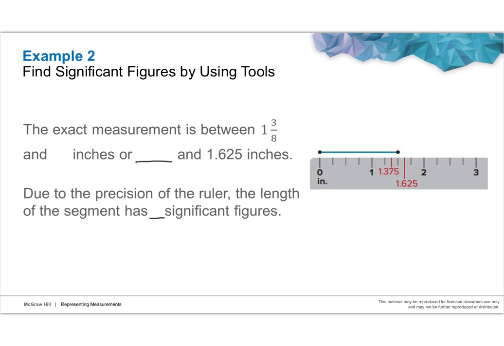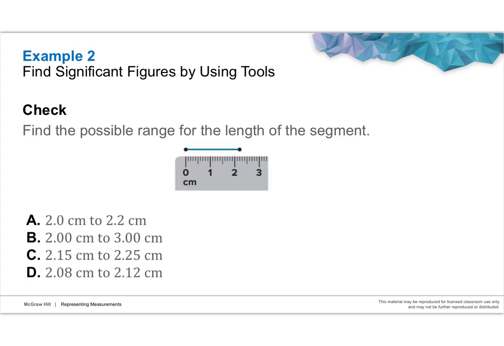So the exact measurement is between 1 and 1/8 less than 1.5, which would be 1 and 4/8, so 1 and 3/8, and 1 and 5/8, which in decimals is 1.375 and 1.625. And due to the precision of this ruler, following the sig fig rule that in decimal numbers greater than 1 every single digit is significant, we have four significant figures here. Take a pause on the video and see if you can find the possible range for the length of the segment here on this example.